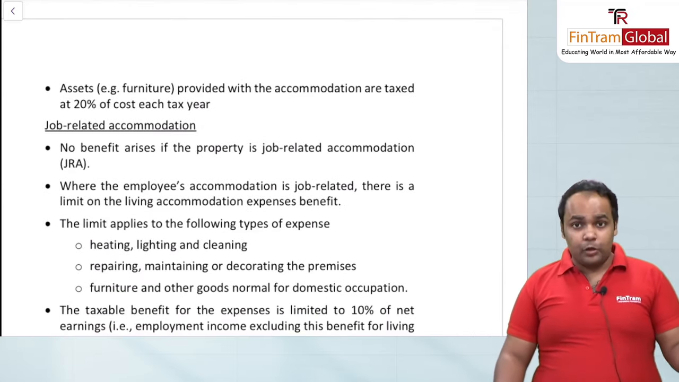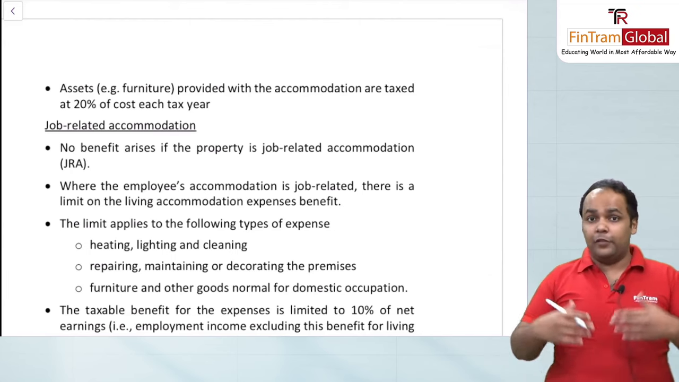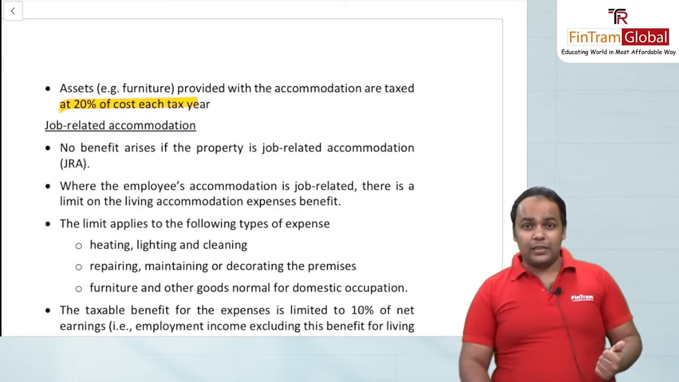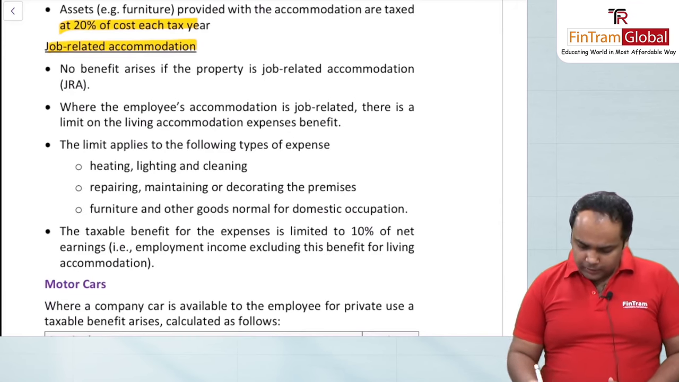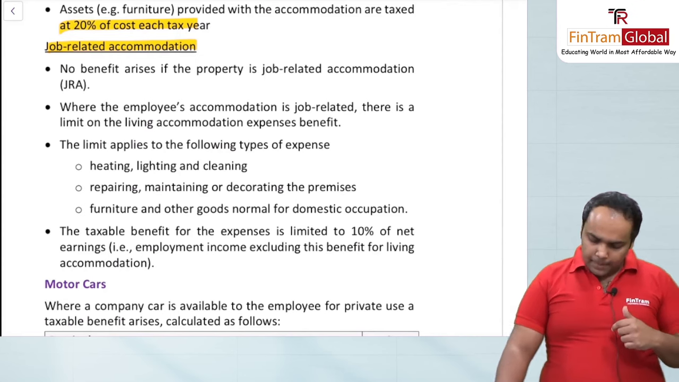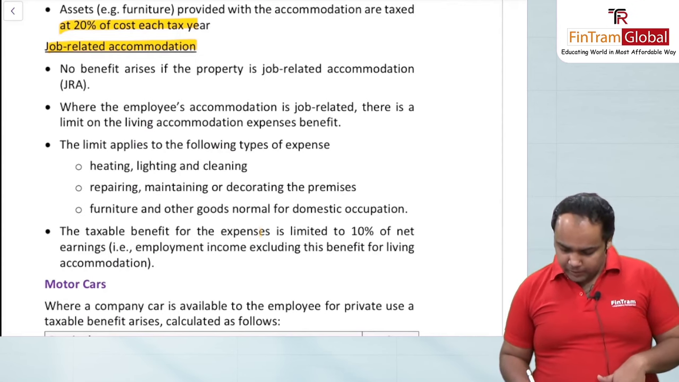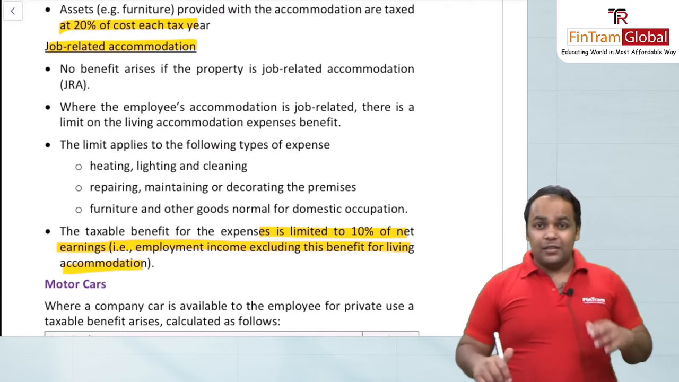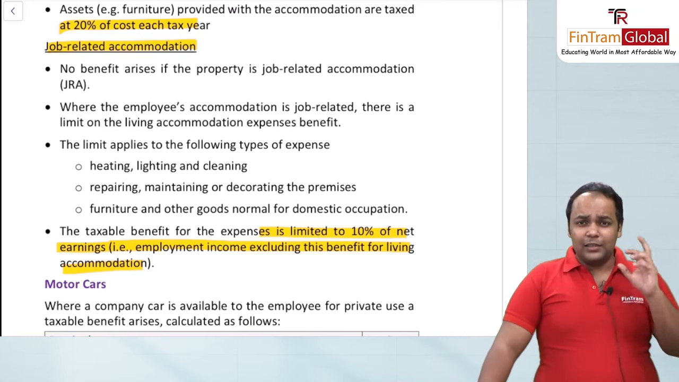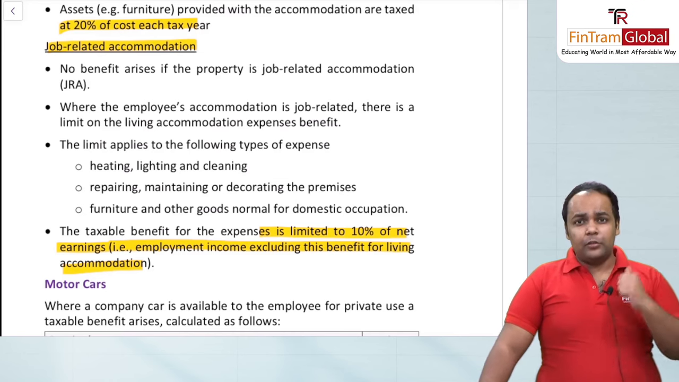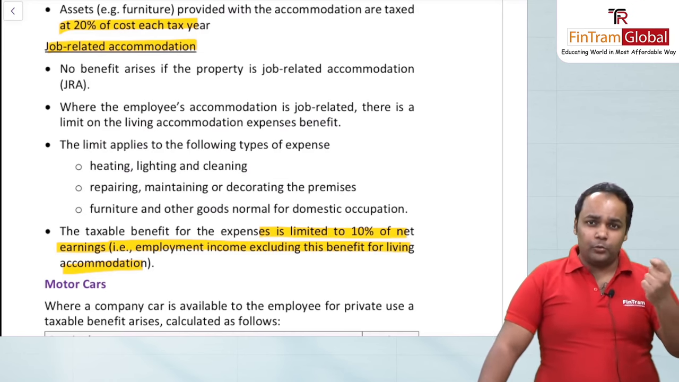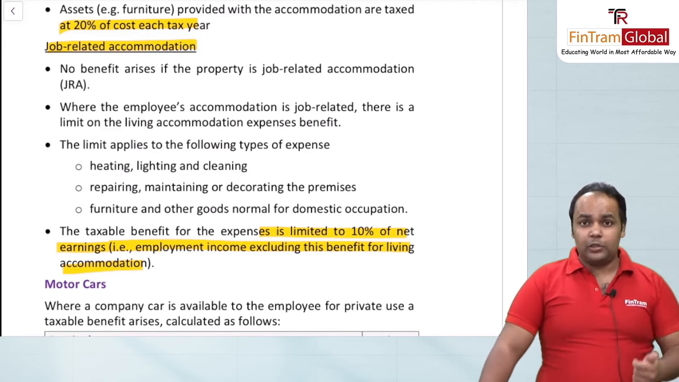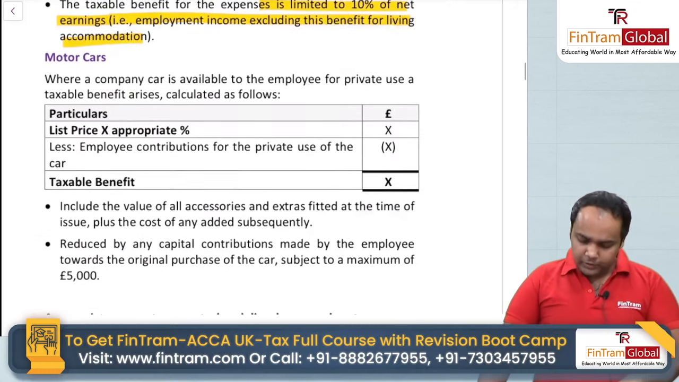So assets provided with the accommodation, like furniture or TV or whatever, are taxed at 20% of the cost every year. Now there is no benefit if there's job related accommodation, the taxable benefit for job related accommodation is limited to 10% of net earnings, that is employment income excluding this benefit. So you need to know all these little things. For each benefit there is a different calculation. You need to know all of those calculations. For instance, for living accommodation, that is the cost of living accommodation. For job related accommodation, that's a net earnings calculation. All of these you have to remember.